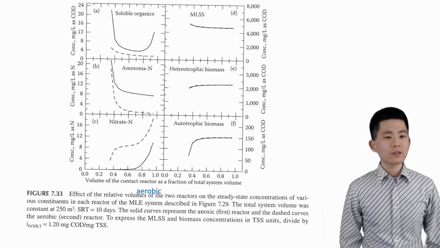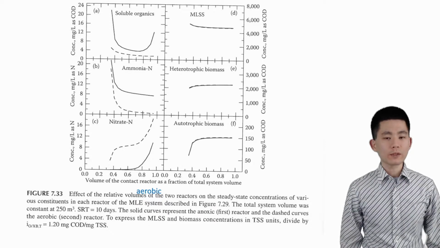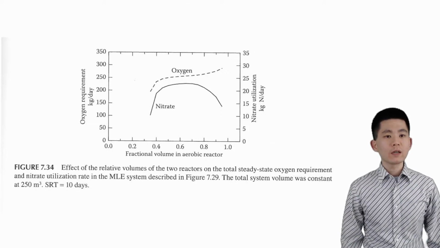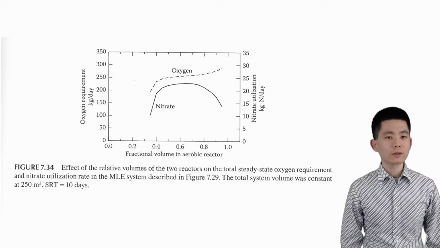To maintain an ideal overall nitrogen removal rate, the aerobic zone typically is 50 to 70% of the overall volume. This is also reflected in the oxygen requirement and nitrate uptake. An unbalanced reactor volume ratio can lead to a drastic decline of nitrate utilization rate.